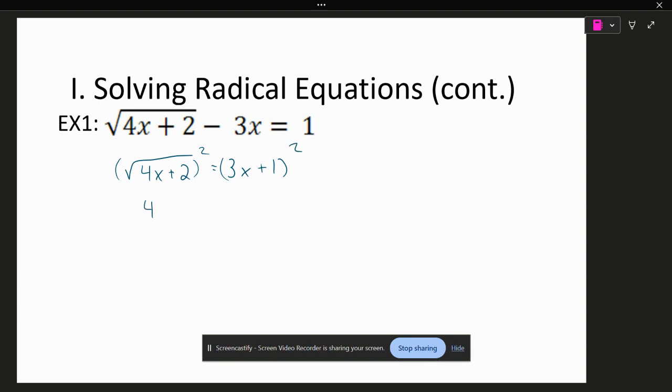We'll end up with 4x plus 2. And then over here, this is like saying that I have 3x plus 1 times 3x plus 1. So I'm going to now make that 9x squared plus 6x plus 1. And that's using that double distribution or FOIL method, however you want to say it.